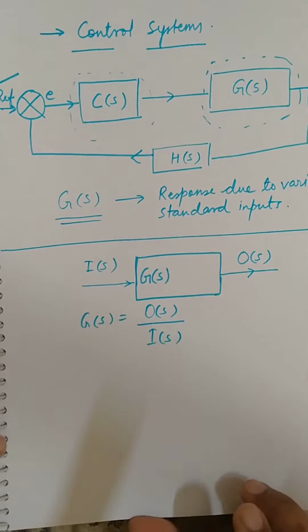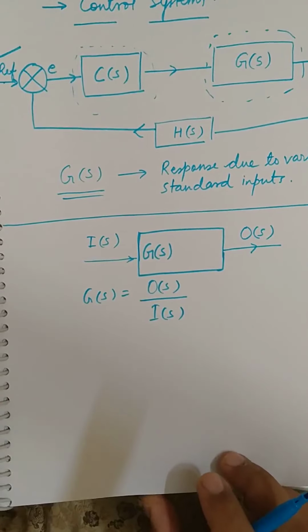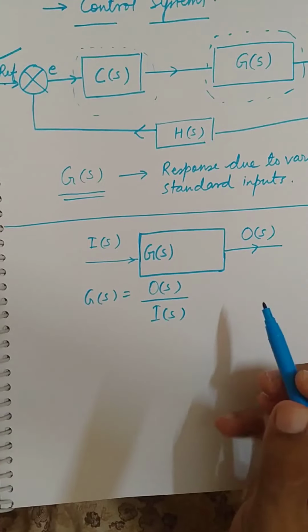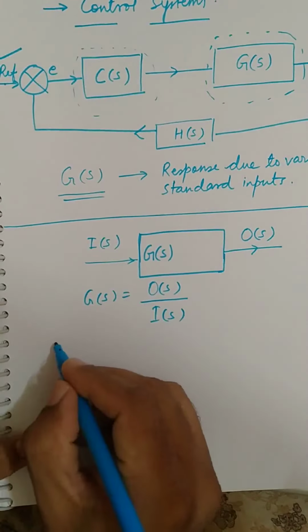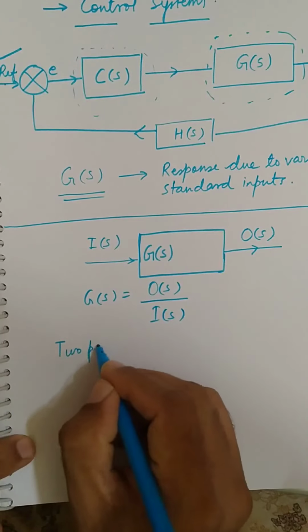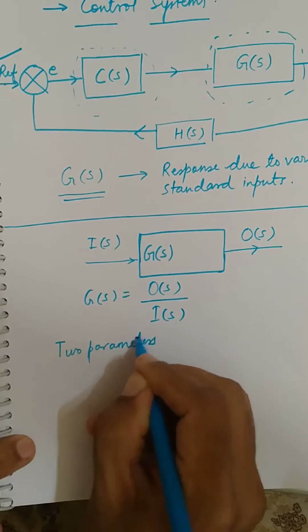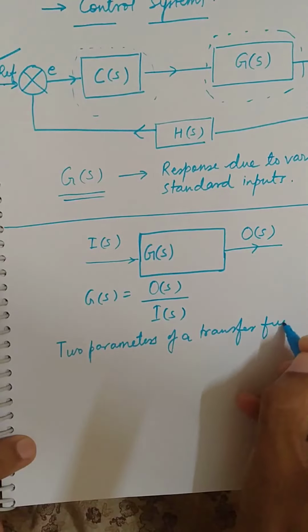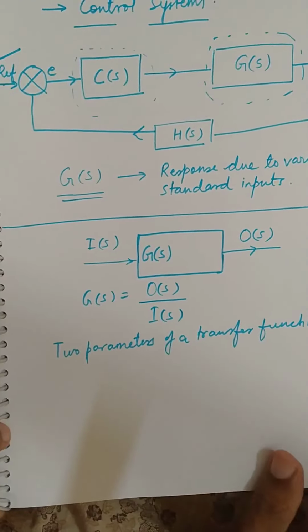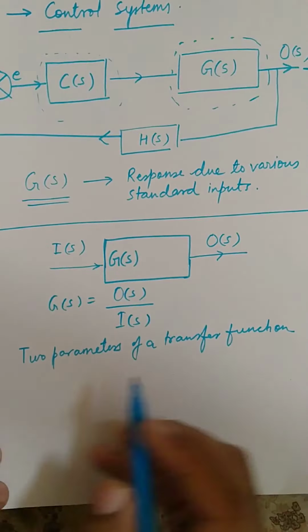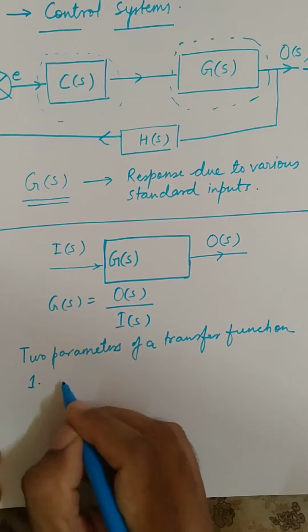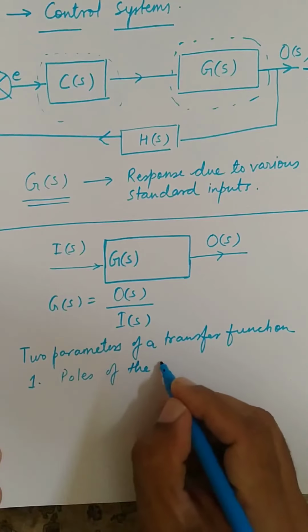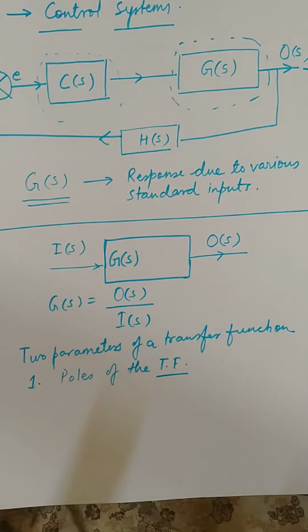Now, before we try to find the response of the system, there are two parameters of a transfer function that are quite important in the analysis, and those are, number one, the poles of the transfer function, right? Poles of the transfer function.